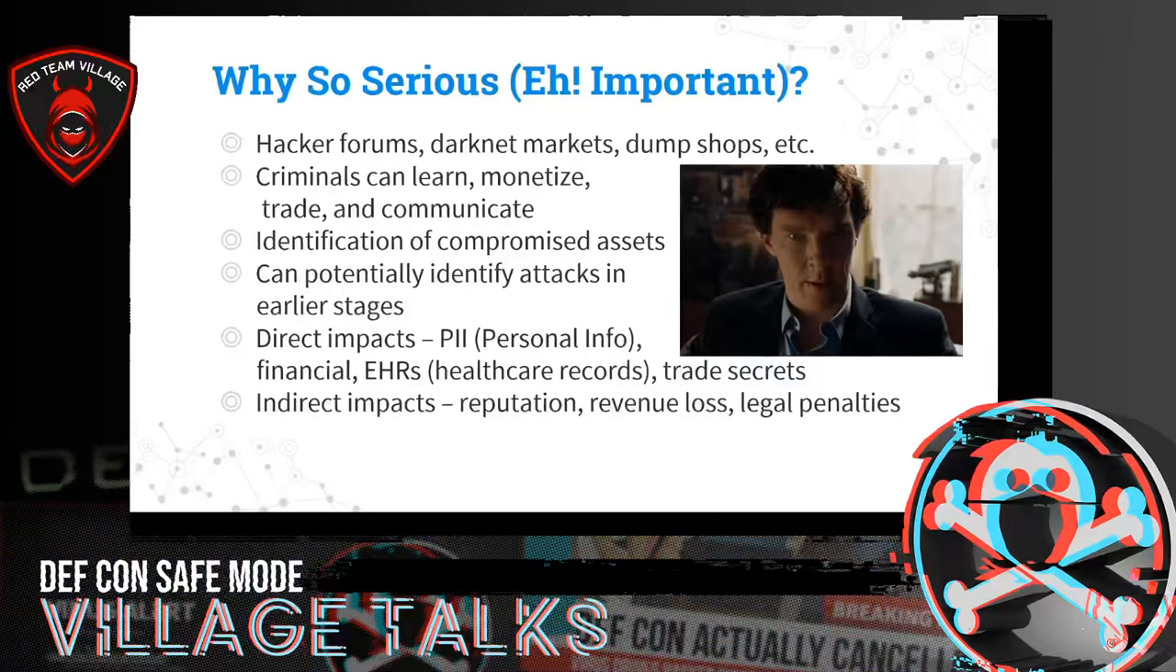So suppose your organization's data is being sold on the dark web, there are different kinds of impacts that can be caused to your organization. Some of the direct impacts are personal information stolen, or healthcare records stolen, or even your company's trade secrets. And some of the indirect impacts are reputation of your organization, revenue loss, and nowadays the legal penalties, because your data is lost and you have to cover the cost of the customers. That's why it's really important to research on the dark web, or to hunt threats on the dark web.